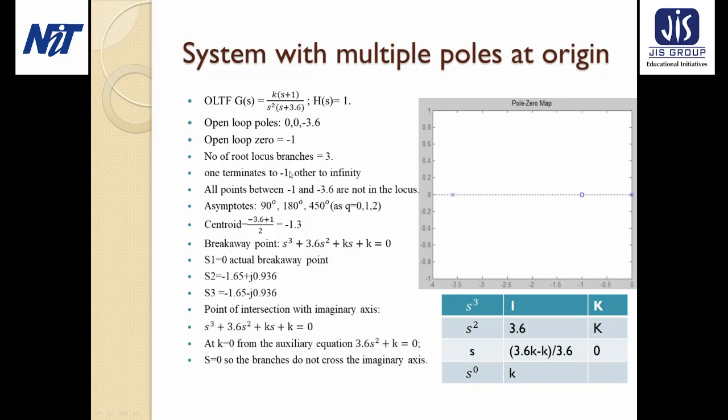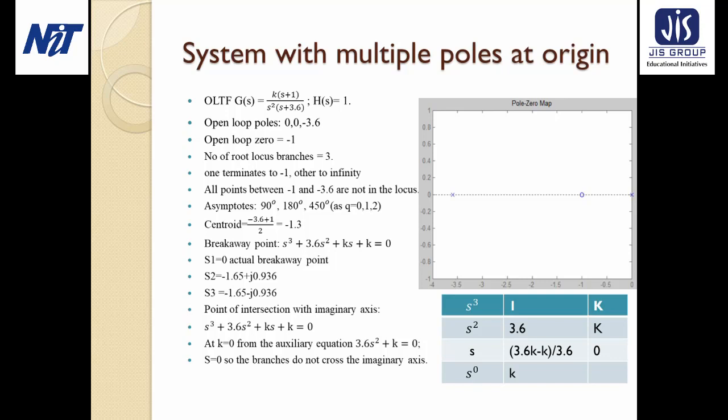So according to the rules, from these 3 branches, 2 branches will terminate at infinity, whereas a single branch will terminate at the 0 location, that is at minus 1. Now if we check, any point between minus 1 and minus 3.6 has, on its right hand side, an even number of poles and zeros. That is, the summation of poles and zeros to the right of the test point is always 2. So any point between minus 1 and minus 3.6 does not lie on the locus.